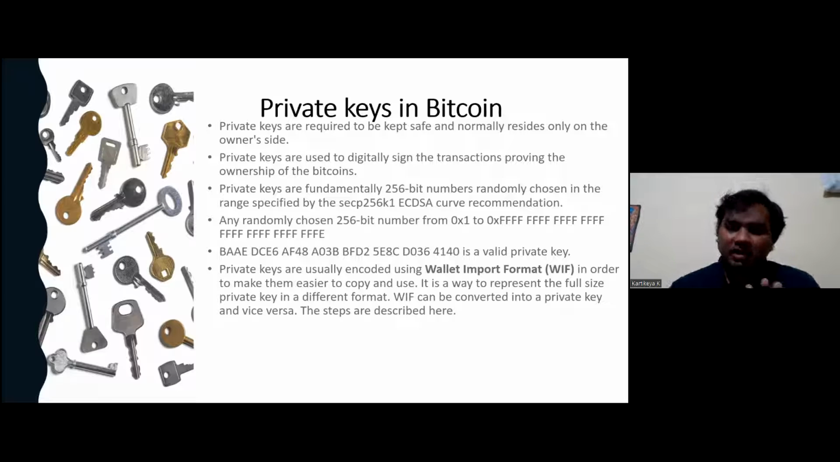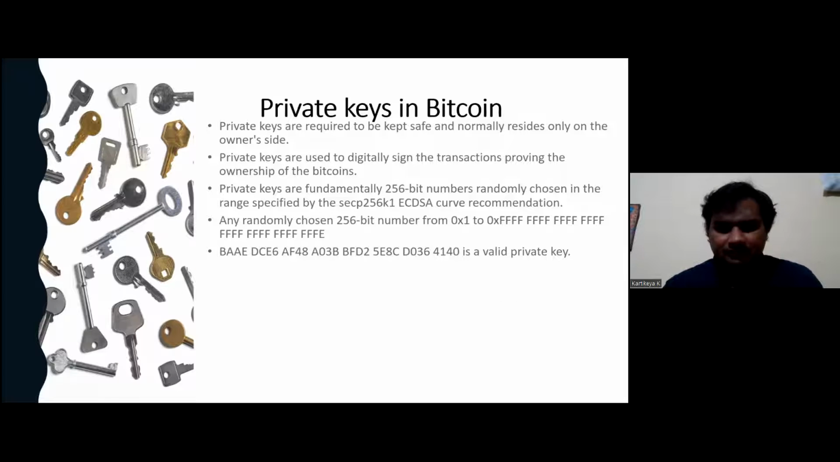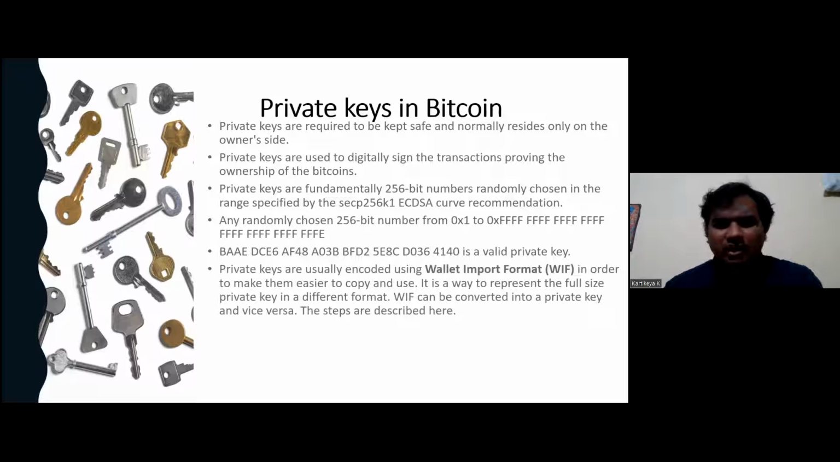So in order to make them easier to copy and use, take this for example, this is a valid key, right? It is very hard to remember. It is very hard to use, right? So to make it usable, this should be user friendly, right? So to make that usable, these private keys are encoded using WIF, wallet import format, in order to make them easier to copy and use. Okay, so basically the format itself gets changed here.